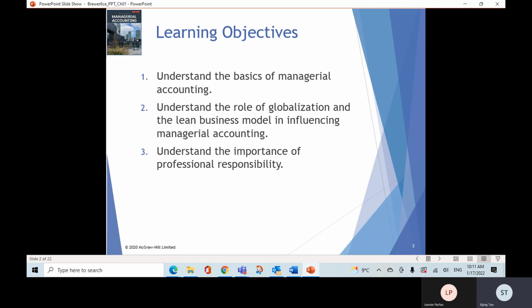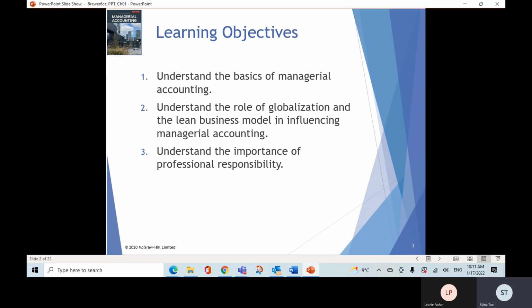Number 2, we need to understand the role of globalization and the lean business model. The lean business model is the most important one that we need to understand. And then we describe the impact of globalization on business. We explain the lean business model and its corresponding management practices.